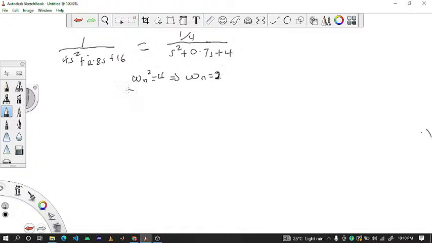Now our damping ratio is supposed to be 0.7 over 2 omega n, which will be 0.35 over 2, which is 0.175. Now when we have this, then we can move on to solve our question. So the first one is to find the rise time.